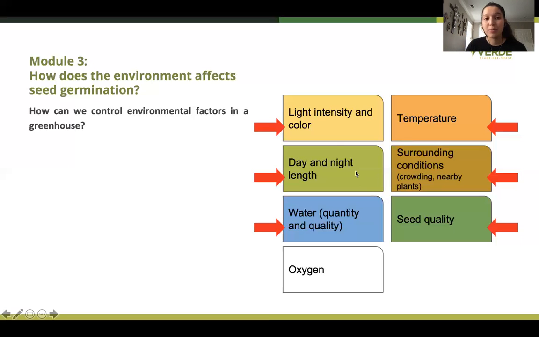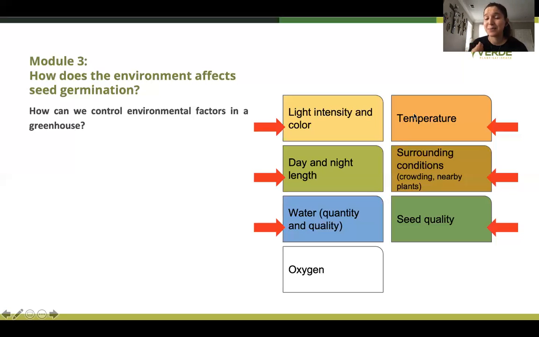For example, poinsettias, the red Christmas flowers, only bloom red or have those red-leafed bracts when they're exposed to a certain number of darkness hours and a certain number of light hours. And that's an important reason why, if you're a greenhouse manager growing poinsettias, it's important for you to be able to control that day and night length.